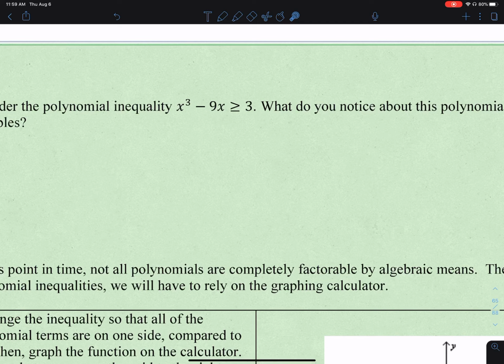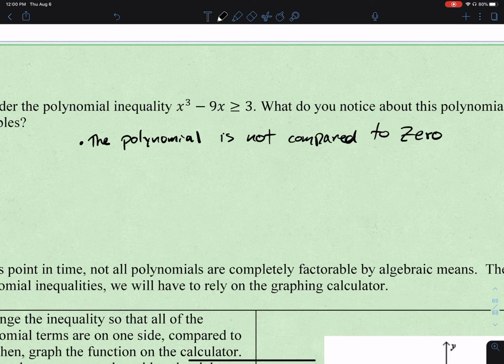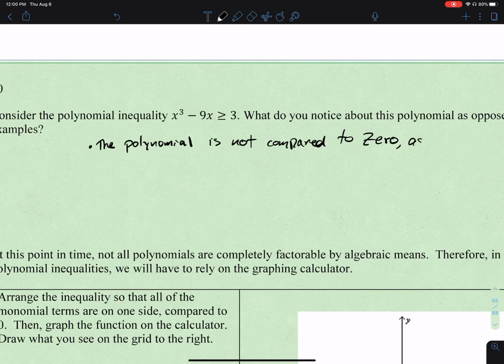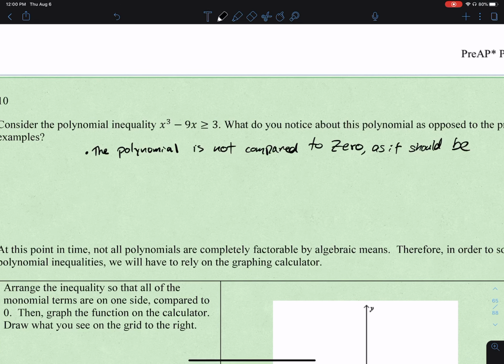What you might notice is this does not have 0 by itself. So let's write that down. So what do we notice? The polynomial is not compared to 0. As it should be. It should be compared to 0. So what we're saying, it's not as it should be. It should be compared to 0.